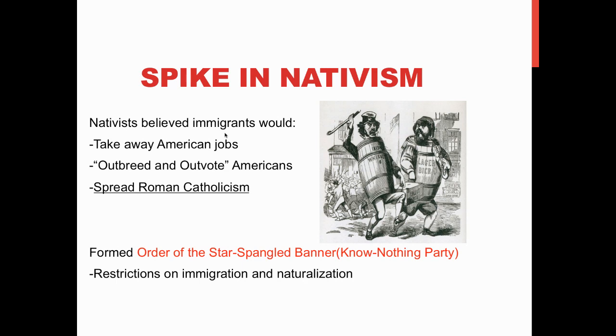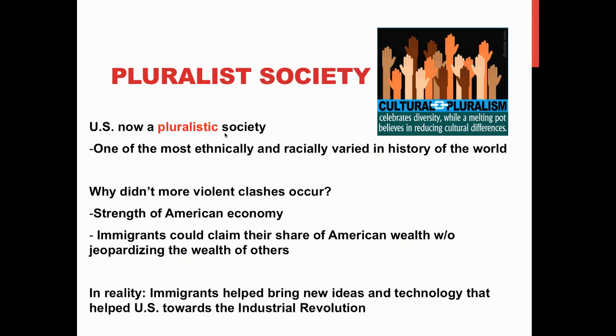In each time period where we see a spike in nativism, there is some sort of political party that comes together to oppose immigration. In this case, it's the Order of the Star-Spangled Banner, better known as the Know Nothing Party, who fights especially locally but also nationally to get restrictions on immigration.